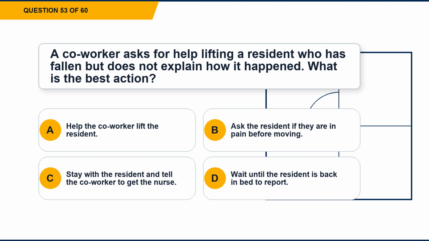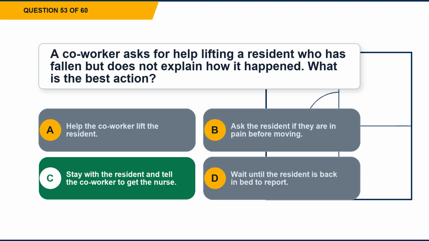Question 53. A coworker asks for help lifting a resident who has fallen but does not explain how it happened. What is the best action? Option A, help the coworker lift the resident. Option B, ask the resident if they are in pain before moving. Option C, stay with the resident and tell the coworker to get the nurse. Option D, wait until the resident is back in bed to report. The correct answer is option C, stay with the resident and tell the coworker to get the nurse.